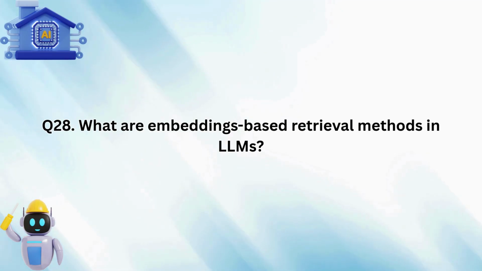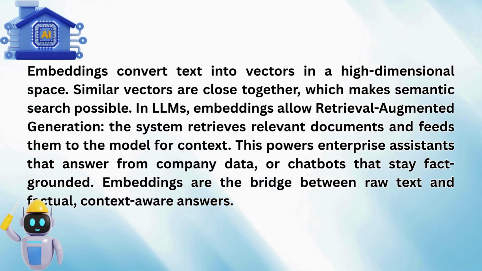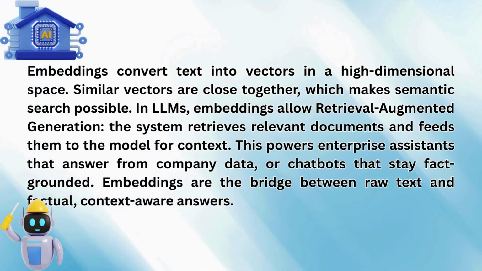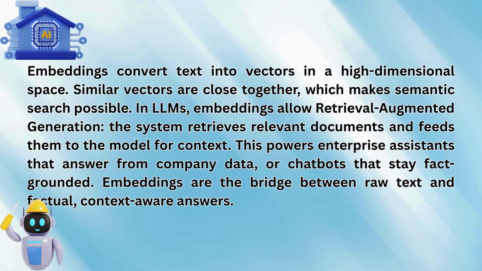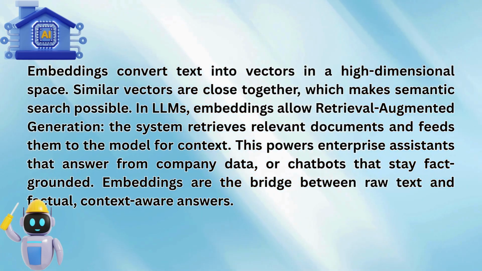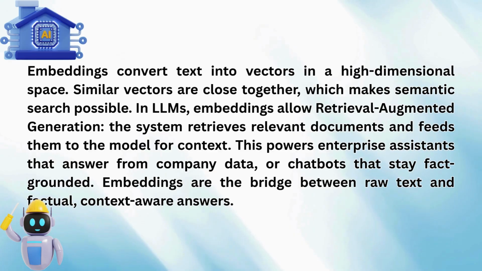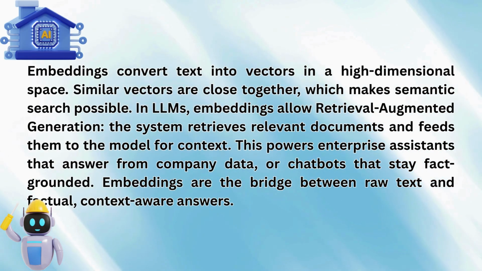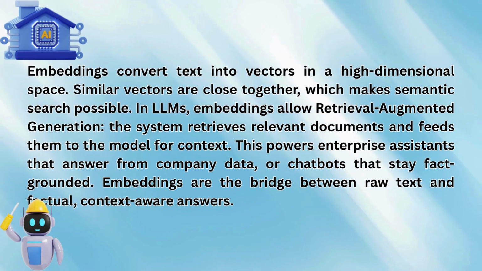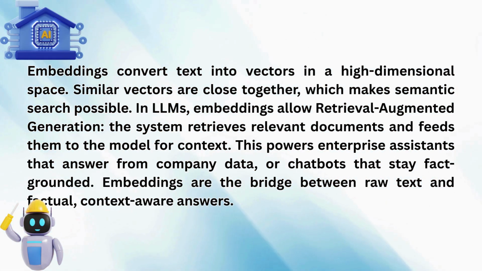results. What are embeddings-based retrieval methods in LLMs? Embeddings convert text into vectors in a high-dimensional space. Similar vectors are close together, which makes semantic search possible. In LLMs, embeddings allow retrieval-augmented generation. The system retrieves relevant documents and feeds them to the model for context. This powers enterprise assistants that answer from company data or chatbots that stay fact-grounded. Embeddings are the bridge between raw text and factual, context-aware answers.